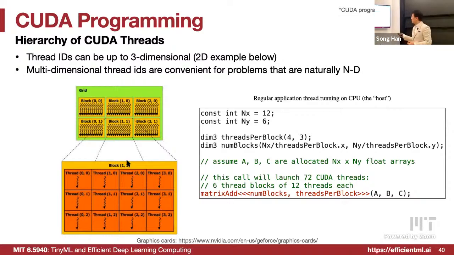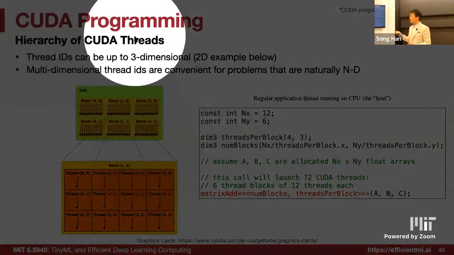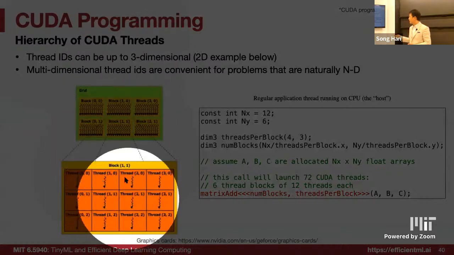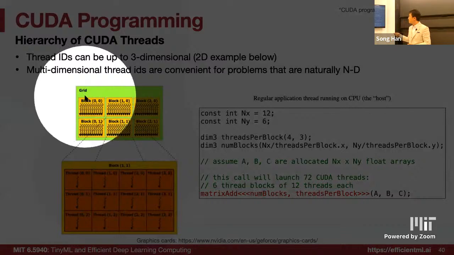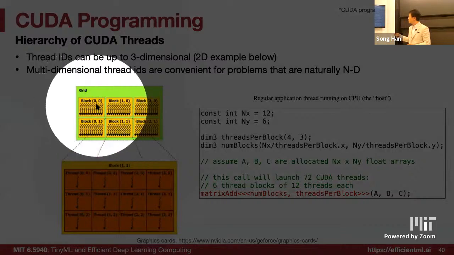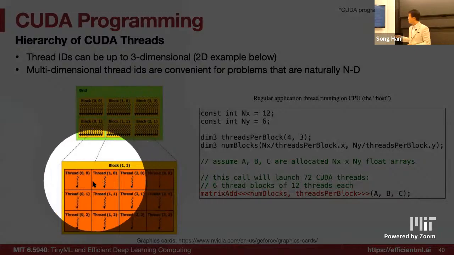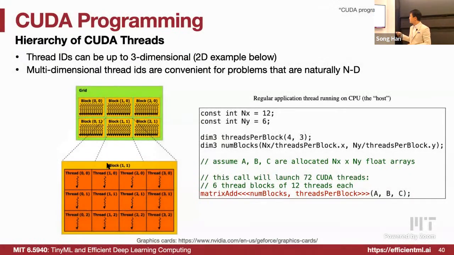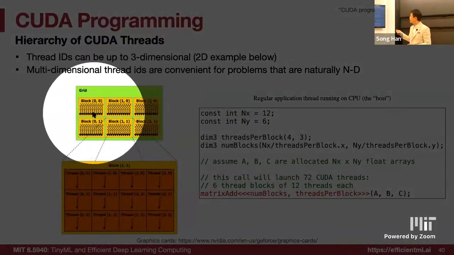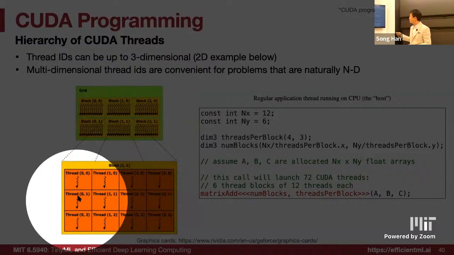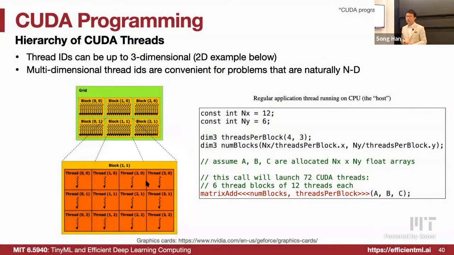CUDA programming is based on a hierarchy of CUDA threads. Here we have two levels of hierarchy: a grid of thread blocks, and each thread block has many threads. In this example, we have a grid of 2 by 3 and a block of 3 by 4. So altogether we have 72 CUDA threads. The thread ID could be 3-dimensional, which is very natural for handling n-dimensional arrays. In this example, it has 2 dimensions.